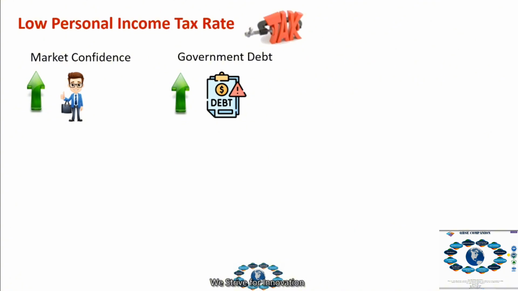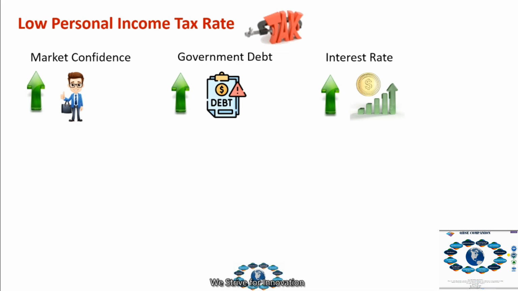Now, with a low personal income tax rate, what's going to happen to the interest rate? A reduction in the tax rate can lead to increased spending. Why? Because now people will have more money, which may cause inflation, and inflation will lead central banks to raise interest rates to control it. So the interest rate will go up.